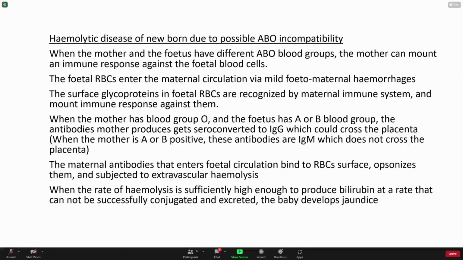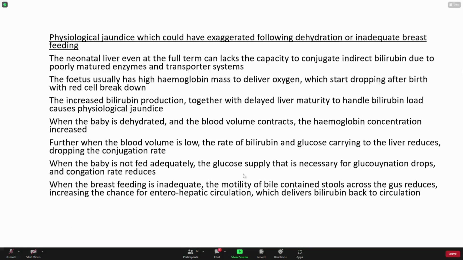It is something that happens most of the time. The physiological jaundice happens due to two main reasons. One thing is the fetus has high hemoglobin mass, right, which is not necessary after the birth. So there will be a rapid red cell turnover and increase in bilirubin production. And the second thing is the neonatal liver enzyme system and the transporter system are not very mature, even in term babies. So the liver is unable to handle the bilirubin load, right?